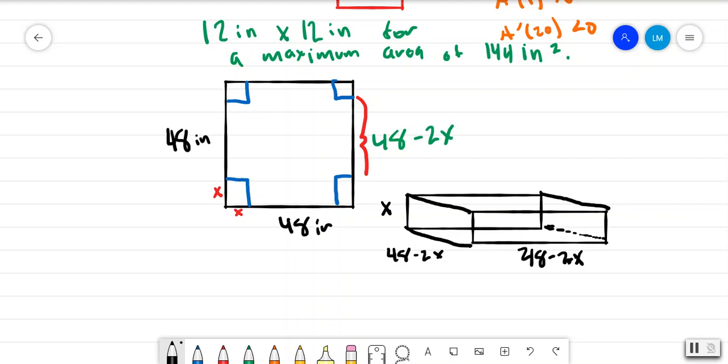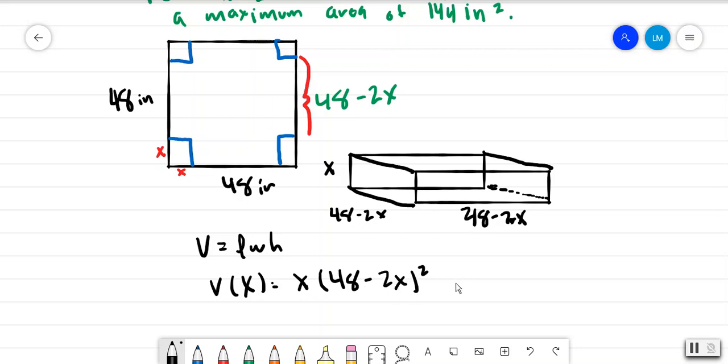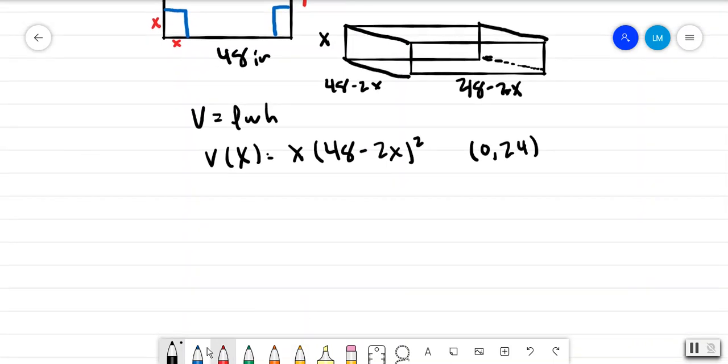Now, from here, you can actually just use that the volume, knowing that the volume is length times width times height, we can maximize the volume by saying that that's just going to be x multiplied by 48 minus 2x to the second power. Now, this tells me that the domain is from 0 to 24 because I need to make sure that it's strictly positive. Now, if I take the derivative, actually let me just rewrite this as 4x times 24 minus x squared.